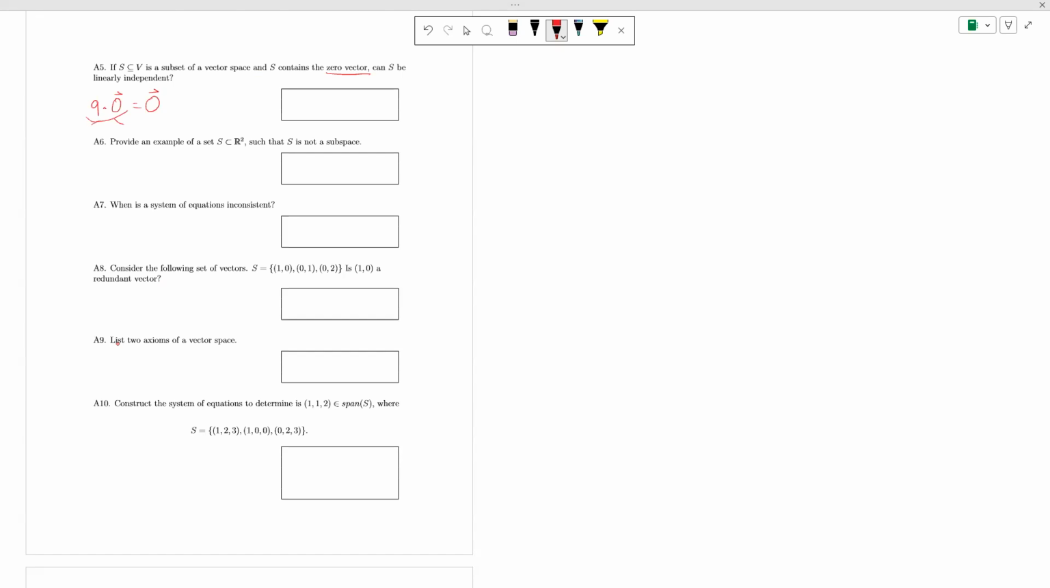And our scalar is non-zero. So because our scalar is non-zero, we satisfy there exists the linear combination with a non-zero scalar such that the linear combination equals the 0 vector. So no, we cannot be linearly independent. We are linearly dependent.